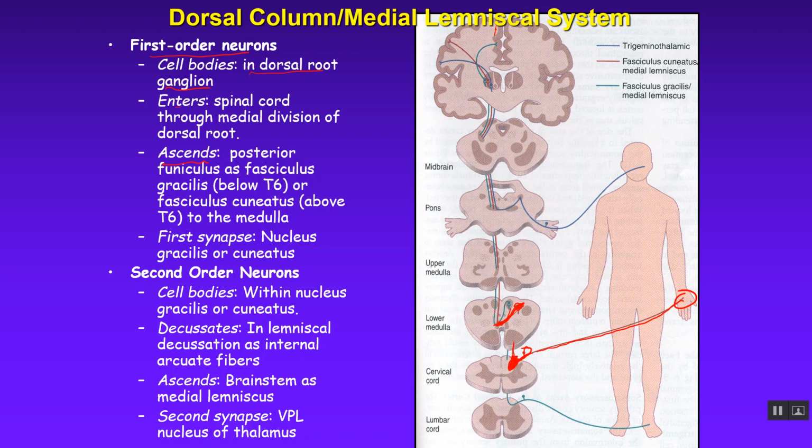And then it ascends in the medial lemniscus with the rest of your body. Medial lemniscus all the way up to the thalamus. Same area in the thalamus, the VPL, ventroposterolateral nucleus. Synapses with the third order neuron. And that third order neuron projects to the appropriate region. The hand would be projecting to this region up here in the homunculus on the post-central gyrus, sorry. Primary sensory strip, post-central gyrus.